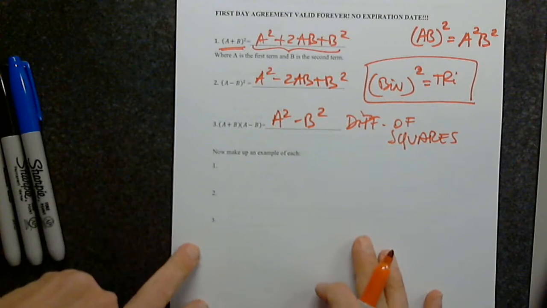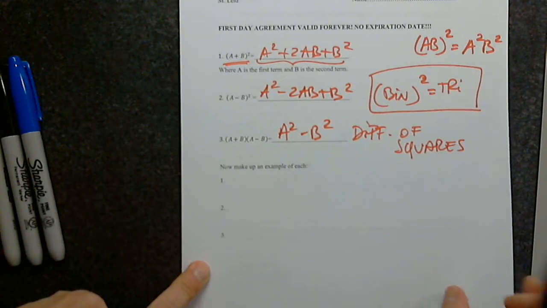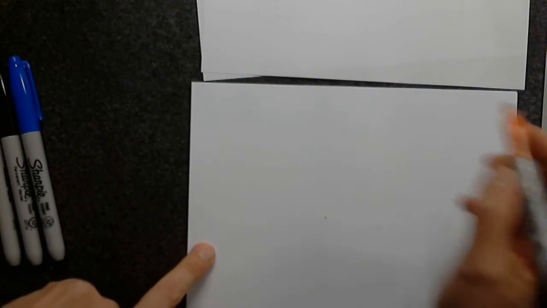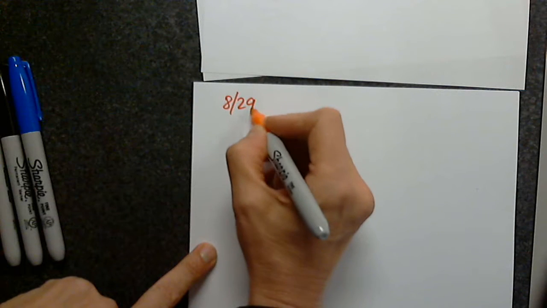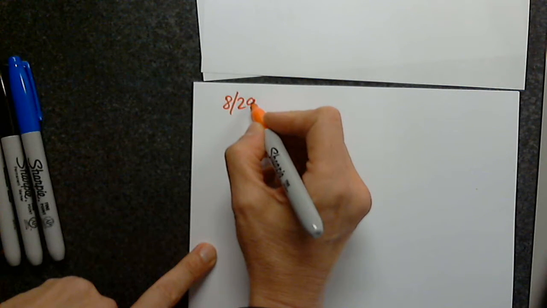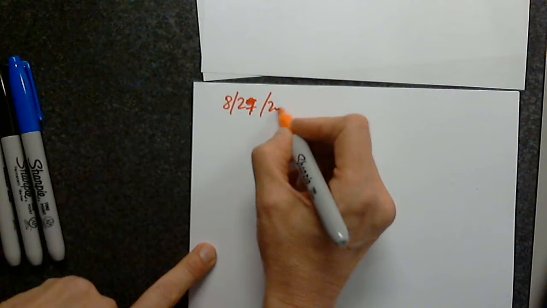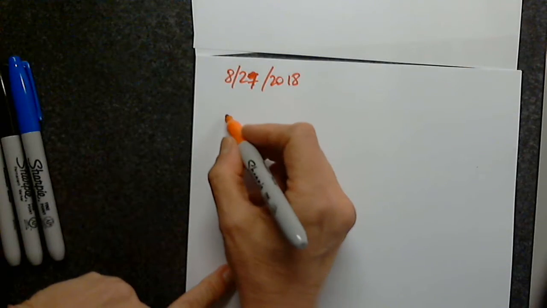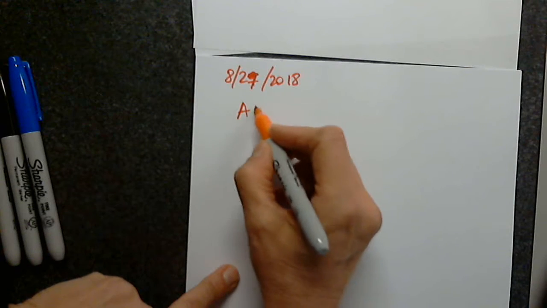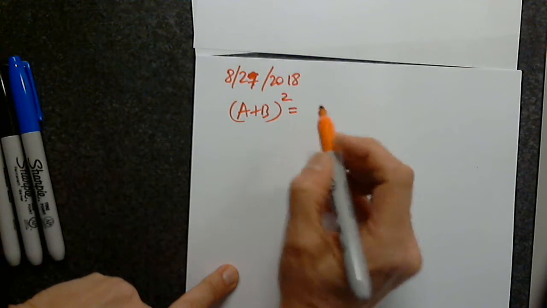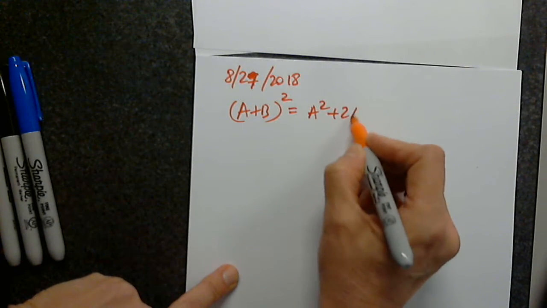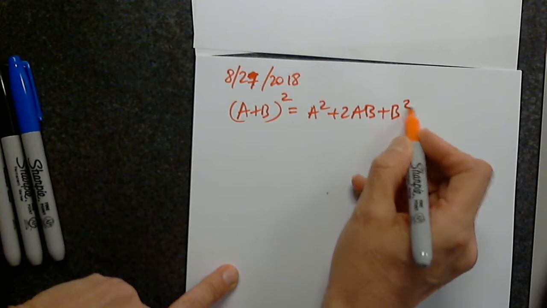And what I highly recommend is remembering this as a general. Today is the 27th, right? Okay, so we know that a plus b, everything squared, is a squared plus 2ab plus b squared.